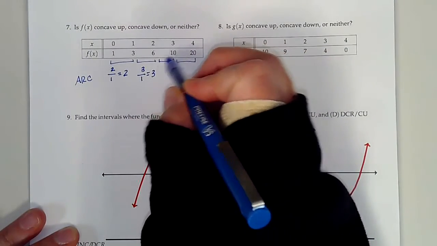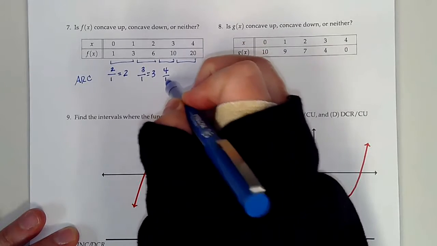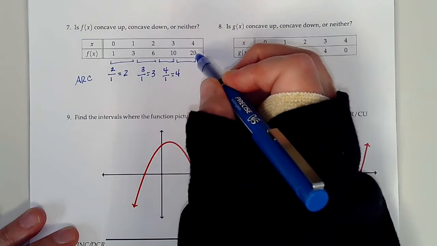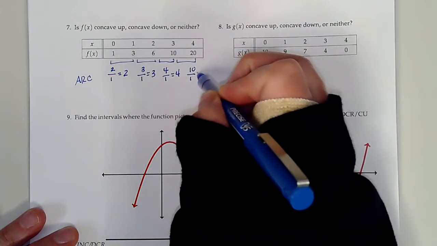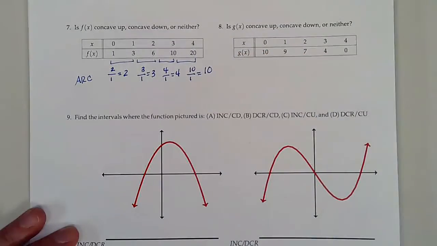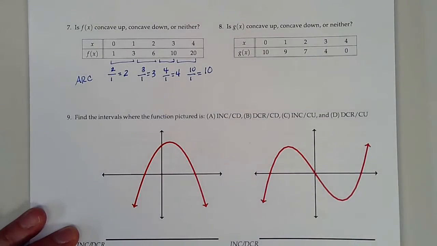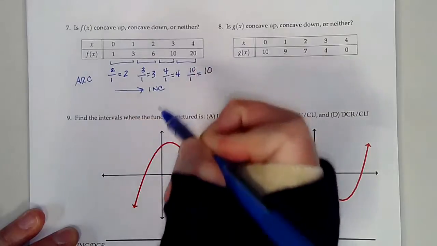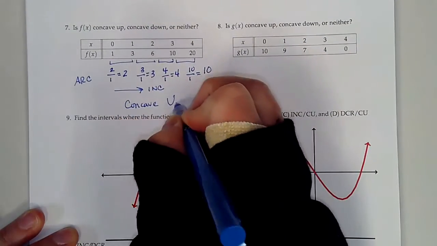On the next set, I have 10 minus 6, so that's 4, over 3 minus 2, which is 1, so that gives me 4. And then the last average rate of change, 20 minus 10 is 10, over 4 minus 3, which is 1. So that gives me an average rate of change of 10. So I have 2, 3, 4, and 10. So my average rates of change are increasing, which means that my function is going to be concave up.